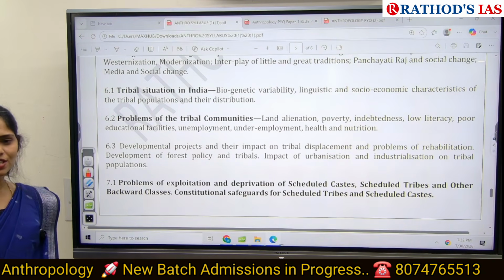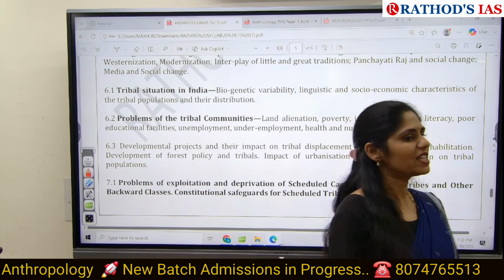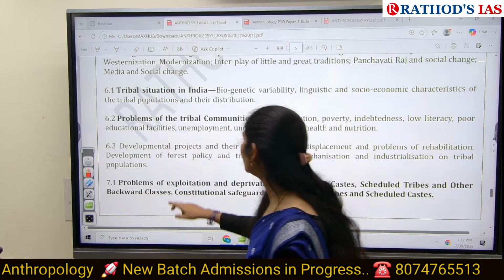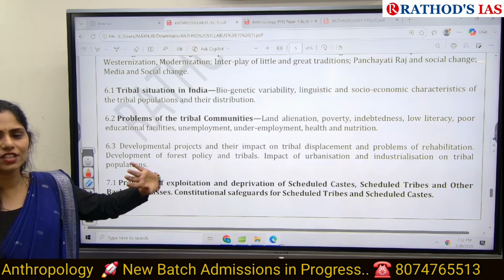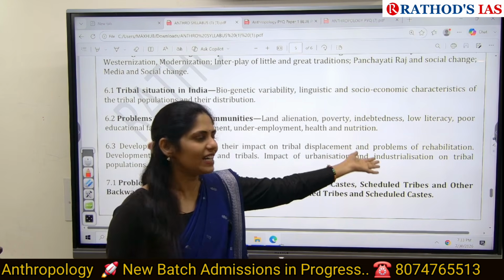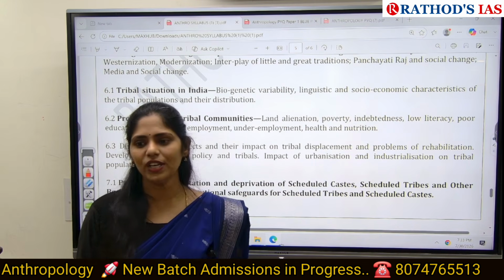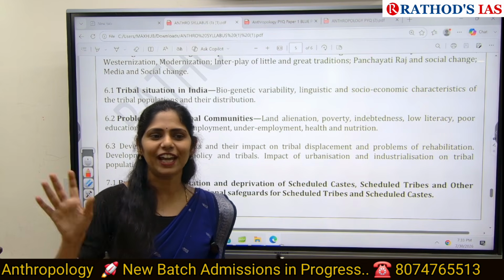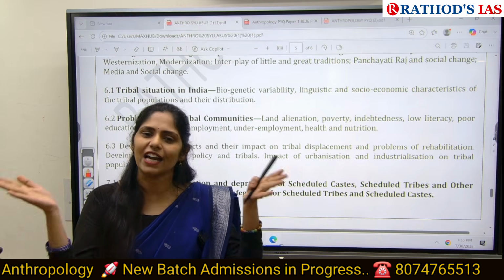from the sixth chapter onwards, we'll be seeing about tribals. What are tribals? How can we classify these tribals? Whom can we call tribals? Different tribal people in India. How are developmental projects impacting them? What are the problems of these tribals? They only give that land alienation problem, poverty, indebtedness, low literacy, poor education facilities, unemployment, but we have to do it in detail. They only give everything. But our responsibility is to say, yes, I know this, I have data, I have examples, I can write at least 150 words. That thing you need to ensure.